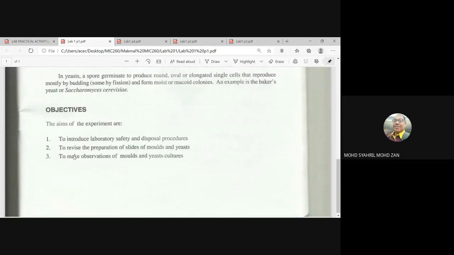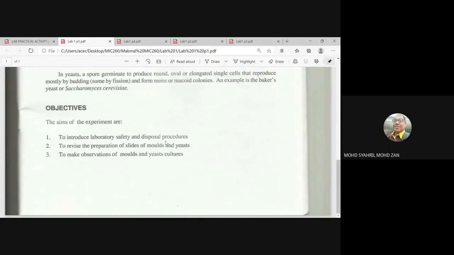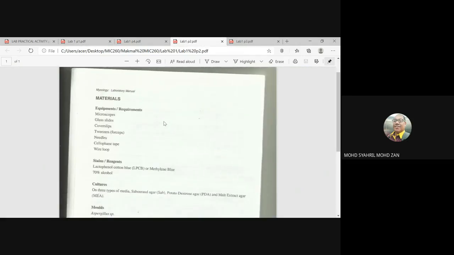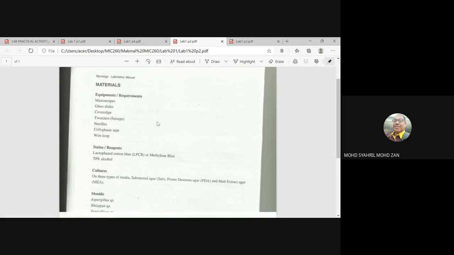So for today objective experiment number 1, to introduce laboratory safety and disposable procedures, to revise the preparation of slide of mold and yeast, okay, and to make observation of mold and yeast culture. So musuh untuk bakteria adalah yeast. Okay, so make sure awak jaga betul-betul awak punya eksperimen. Okay, alright, continue.